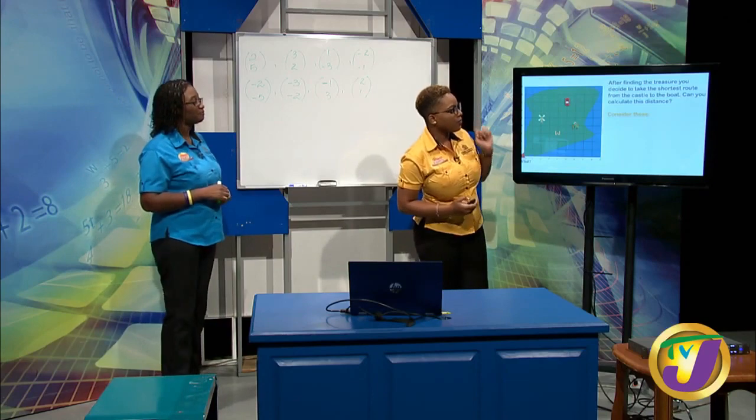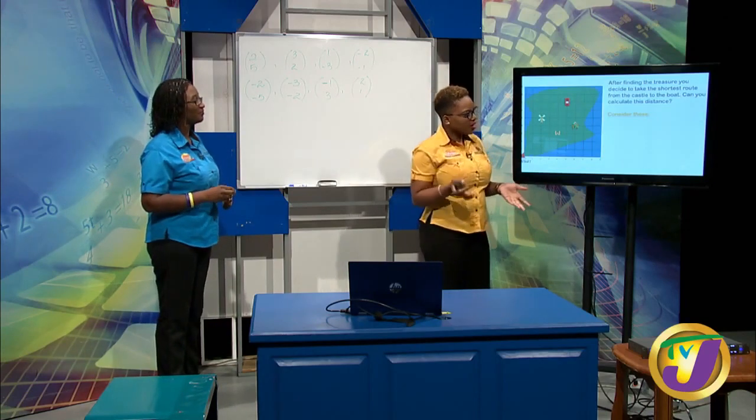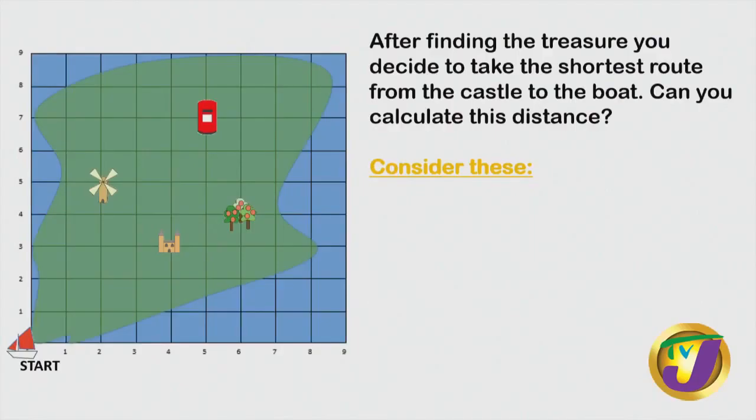All right. Now, after finding the treasure, you decided to take the shortest road because you can't bother with the go round story, come back round part. Why take the long road home? To get from the castle to the boat.